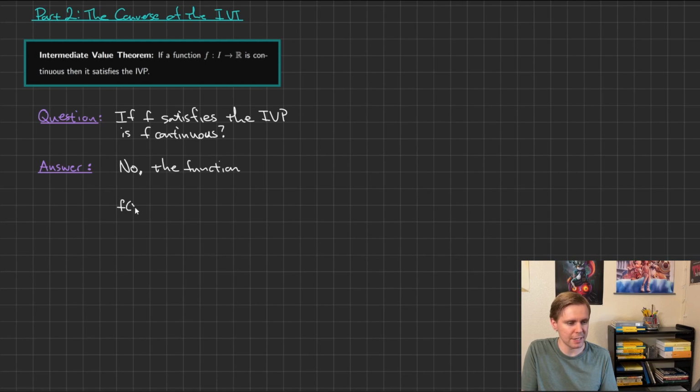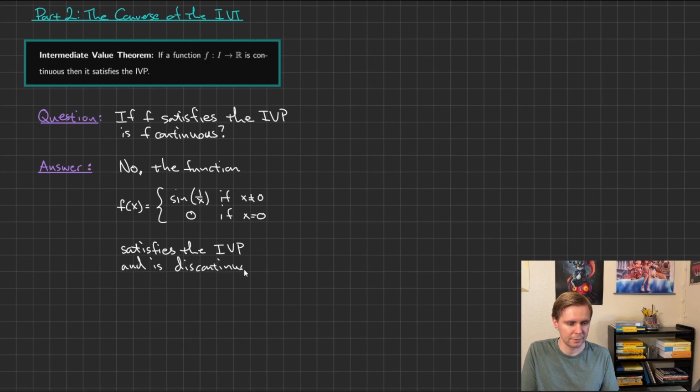So the function is f of x equals sine of 1 over x if x is not equal to 0, and 0 if x equals 0. It turns out that this function satisfies the intermediate value property, and it is discontinuous at x equals 0. Okay, so this is the standard counterexample to the converse of the intermediate value theorem.